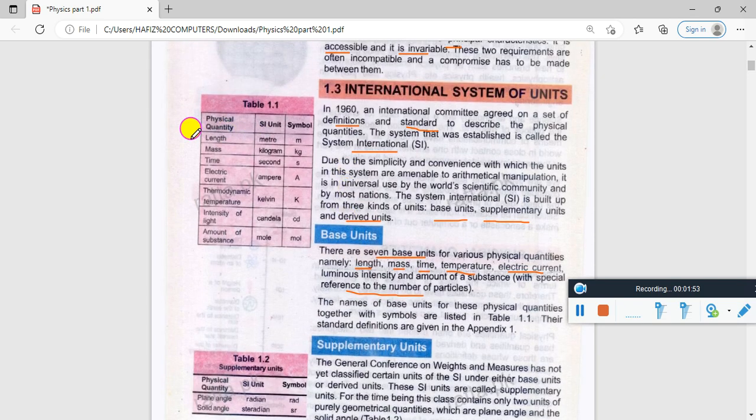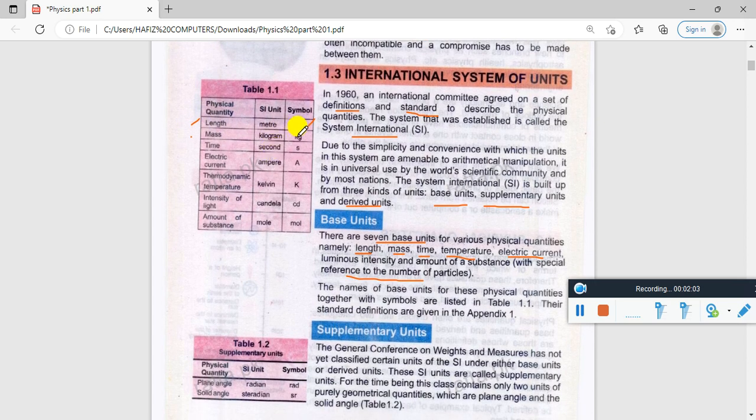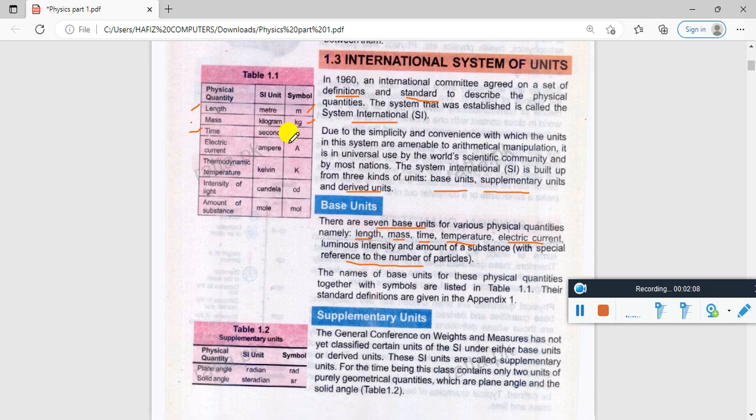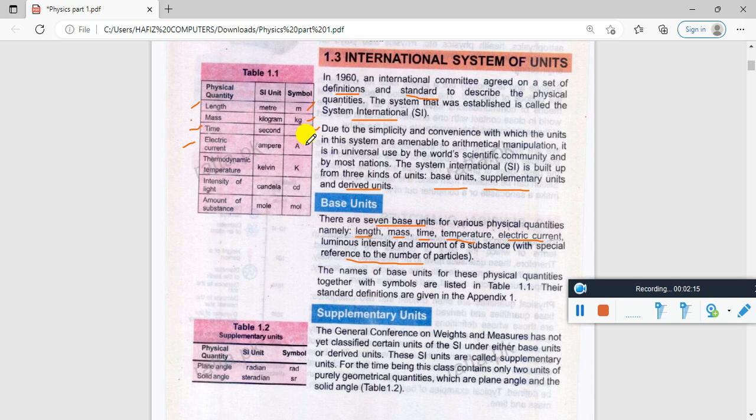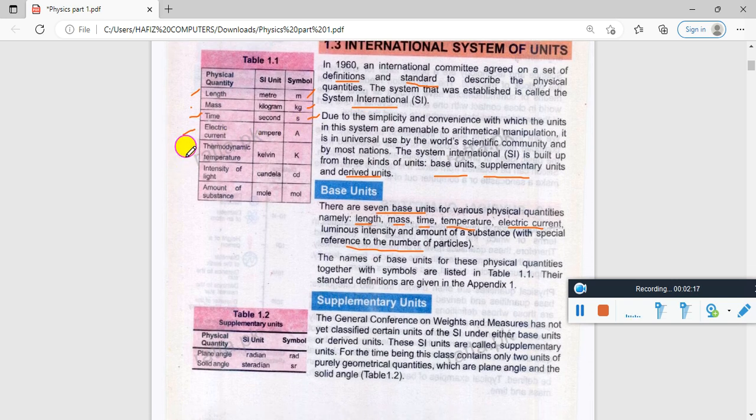First one is the length. Length is measured in SI unit meter and the symbol is written as small m. Next one is the mass. Mass is measured in terms of kilogram and it is represented by kg. Next one is the time. Time is also a base unit. Its SI unit is second and is written as s. Electric current, ampere with capital A; thermodynamic temperature, Kelvin with capital K; intensity of light, candela, cd; amount of substance in terms of mole and is written as mol.